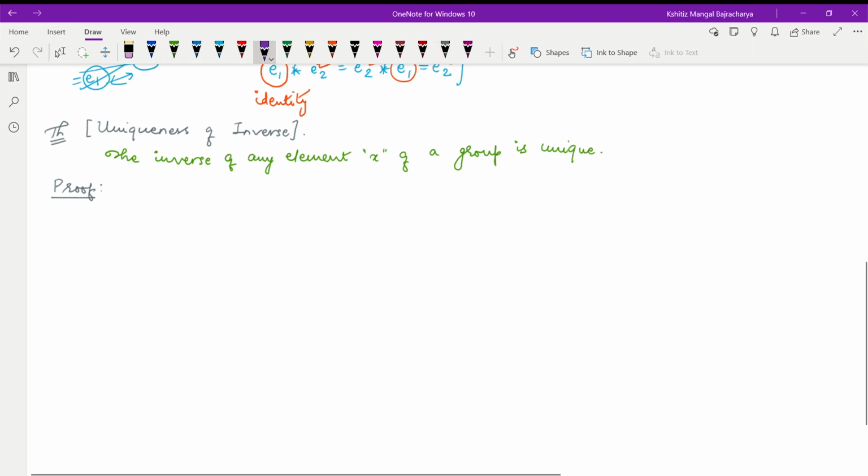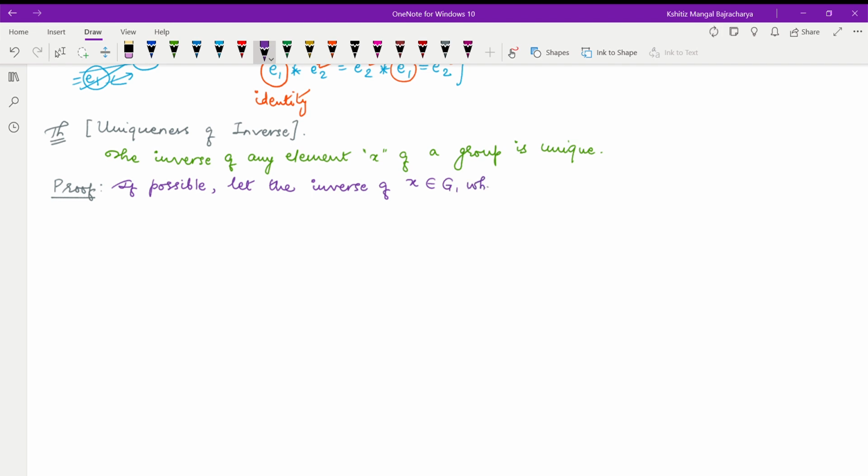To prove this, if possible, which means for the purpose of a contradiction, if possible, let x be an element, and let the inverse of x belonging to G, where G star is a group, not be unique. So there are two inverses.